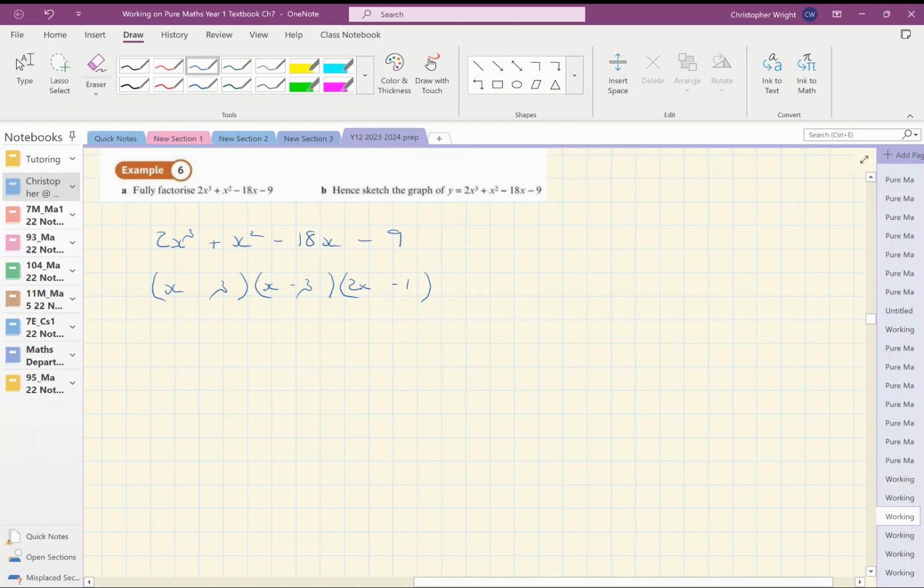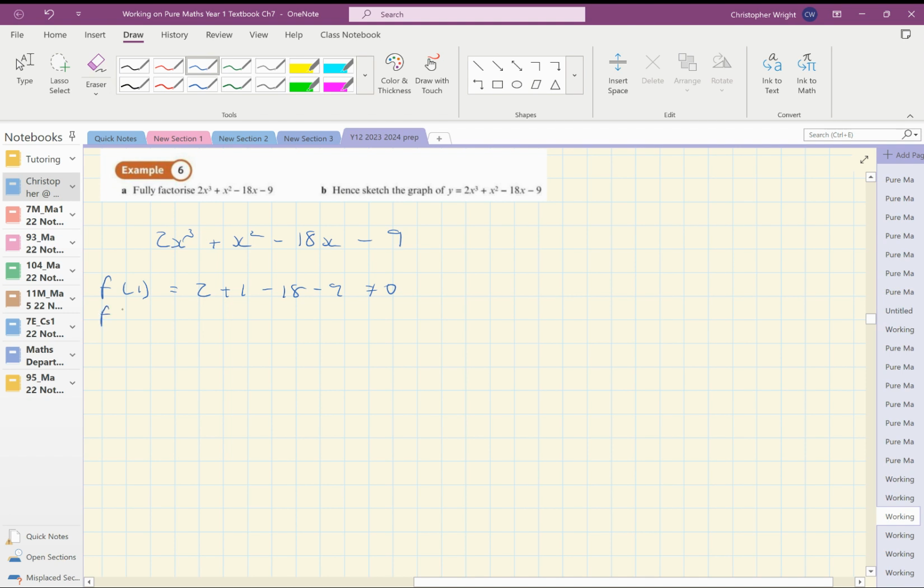What I'm going to do is use the factor theorem to see if I can ascertain what one of these 3 brackets will be. Because if, for example, f of 1 is 0, if that were the case, then x minus 1 would be a factor, wouldn't it? So I'm going to explore f of 1, f of minus 1, see how I get on. Okay, so let's have a look at f of 1. The value of f of 1, well, that would be 2 plus 1 minus 18 minus 9. That does not equal 0. So x minus 1 is not a factor.